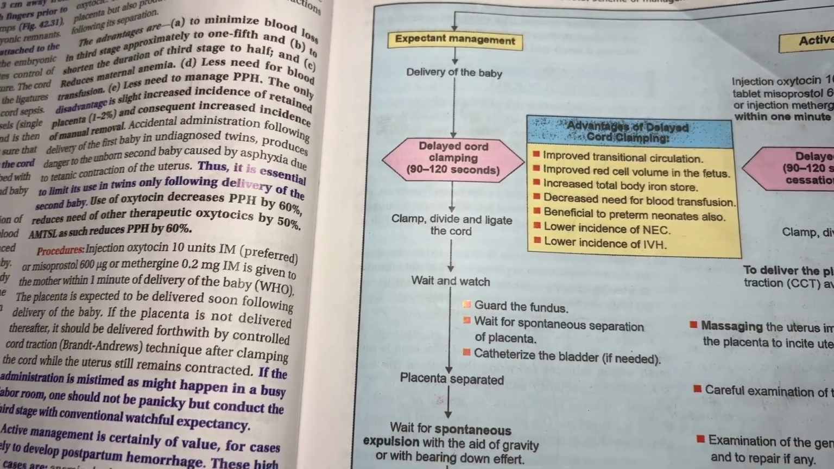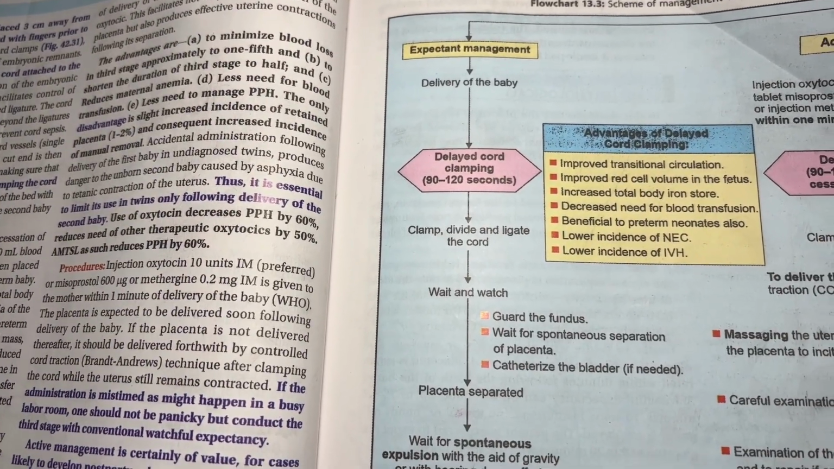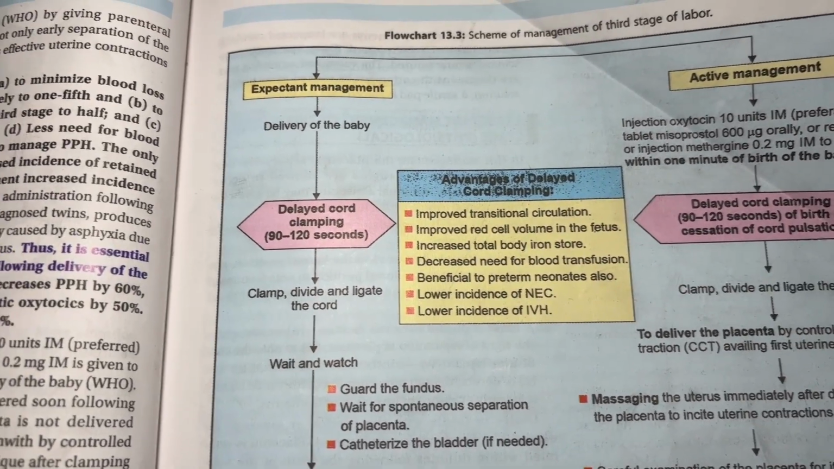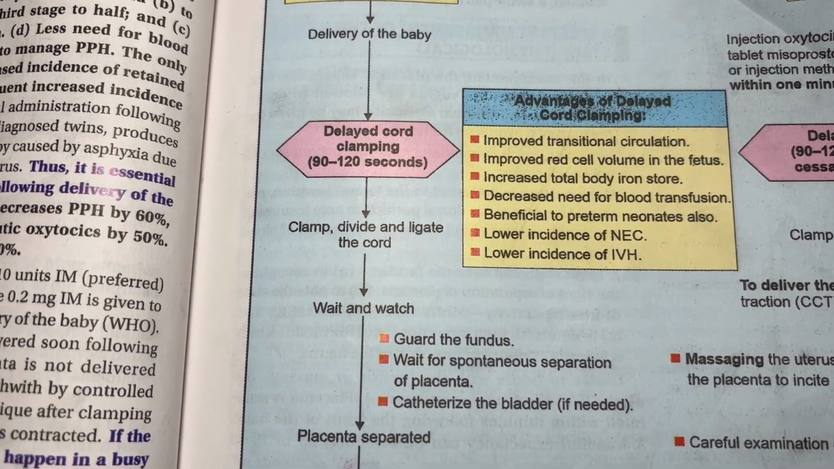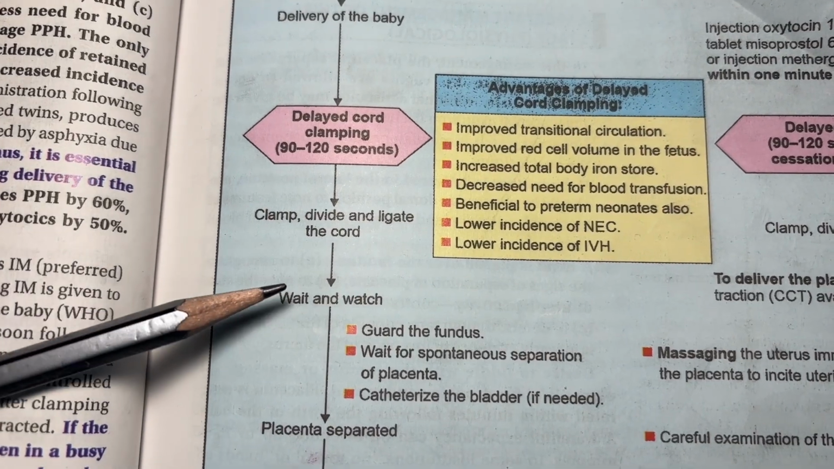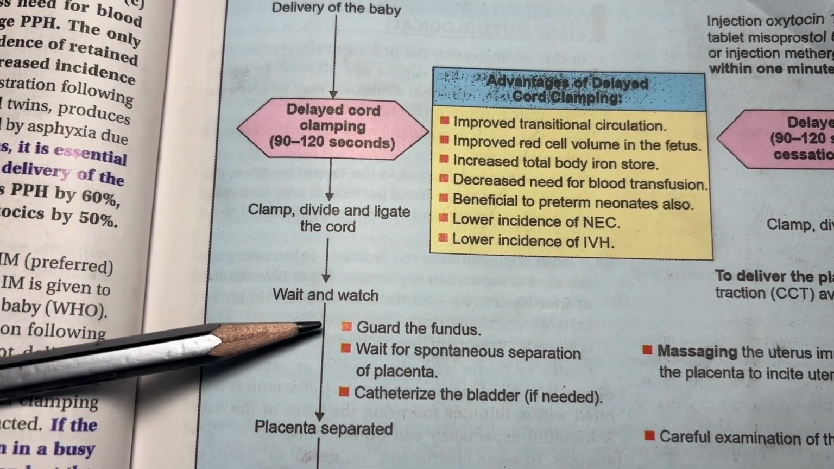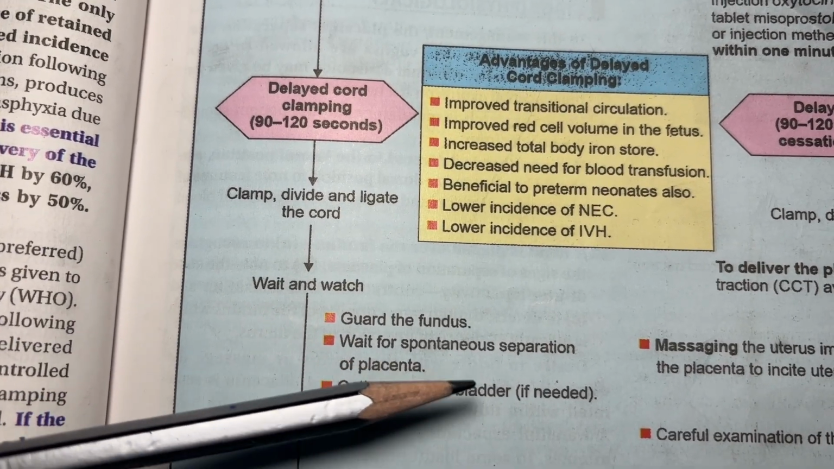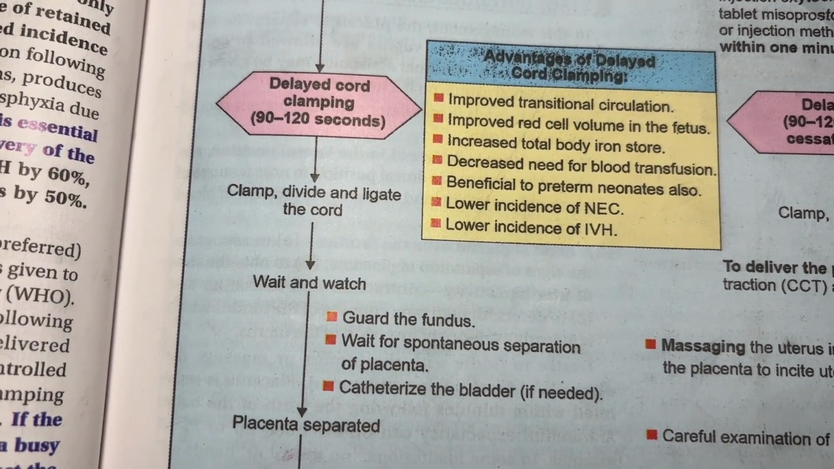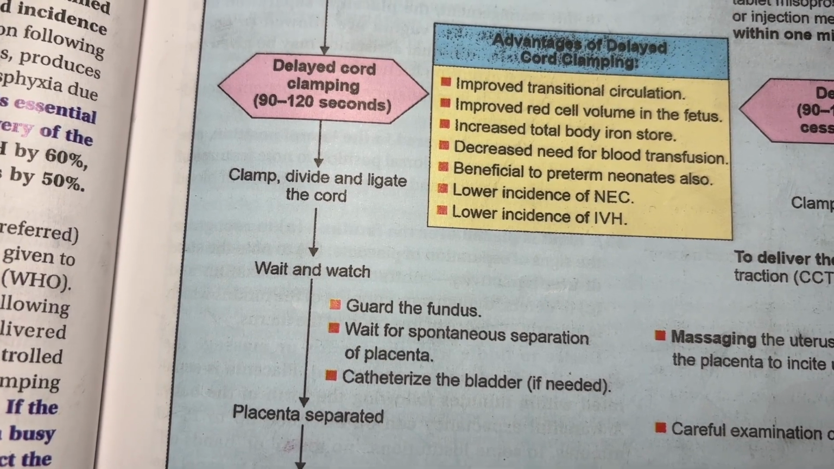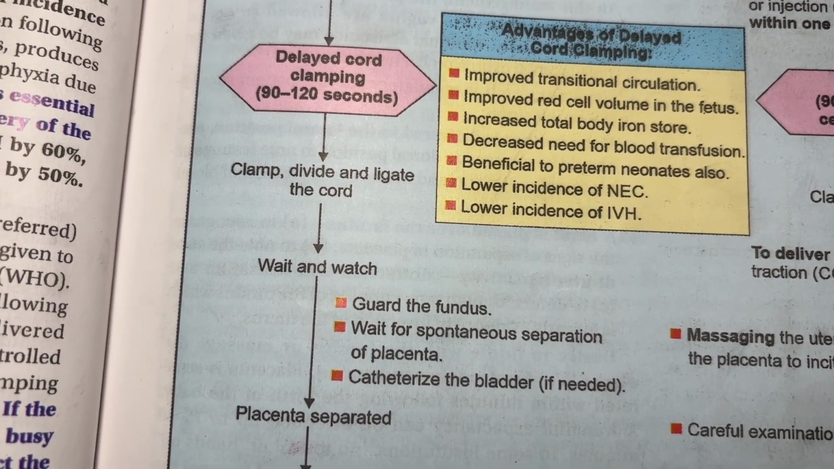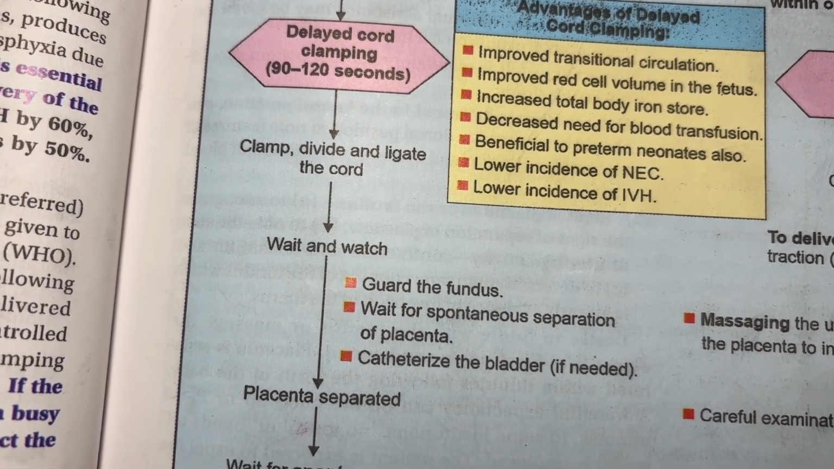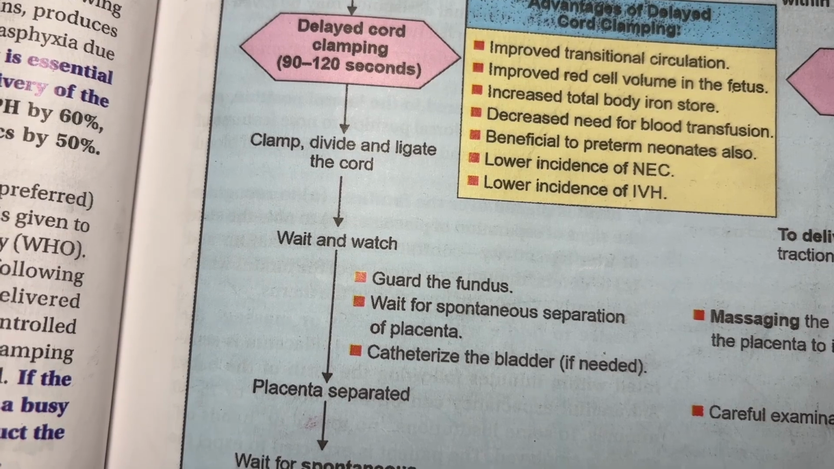And then expectant management. In expectant management, after delivery of the baby, delay cord clamping 90 to 120 seconds, same as active management. Then clamp, divide and ligate the cord, same. And then next, wait and watch. We guard the fundus and wait for spontaneous separation of the placenta. It will happen automatically. Catheterize the bladder if needed: if the bladder is full of urine, then we need to catheterize.